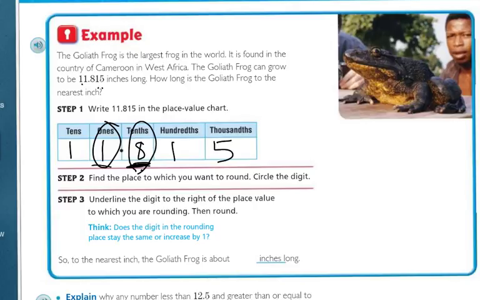Well, it is, which means I'm going to increase my ones position by 1. So I'm going to have 12 inches long, and I'm going to drop the rest of it.